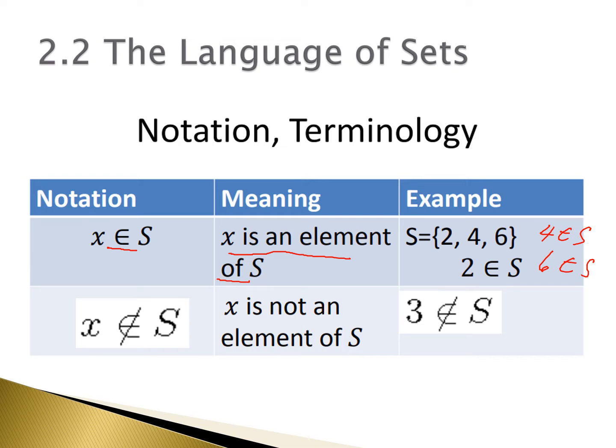Another symbol here is not an element. As you can see, it looks like the element symbol with a line through it, and the meaning of that is not. So 3 is not an element of S. We can also say 5 is not an element of S. Okay.